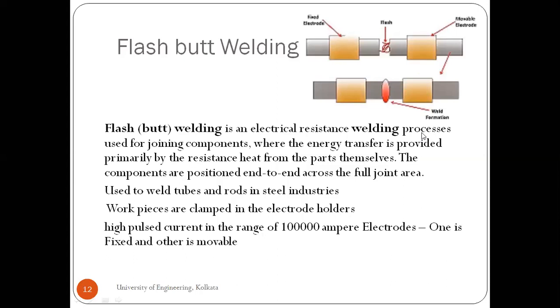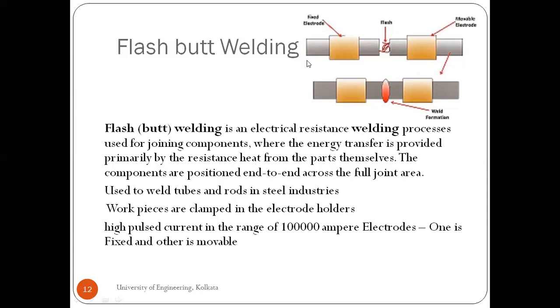Last is your flash butt welding. As you can see here, flash butt welding is again a resistance welding process, and here there is some flash which is created between the two electrodes. One electrode is fixed and the other electrode is movable. In this, the energy is transferred primarily by the resistance heat from the parts themselves.